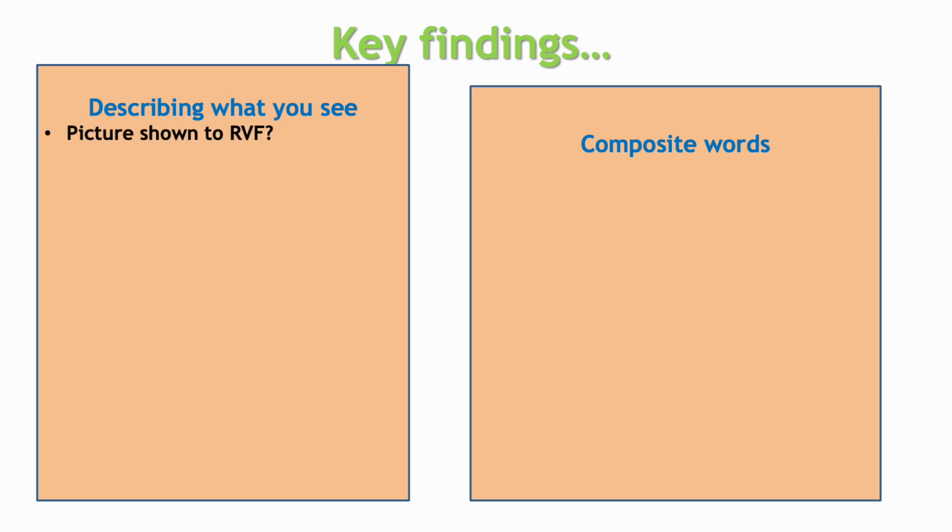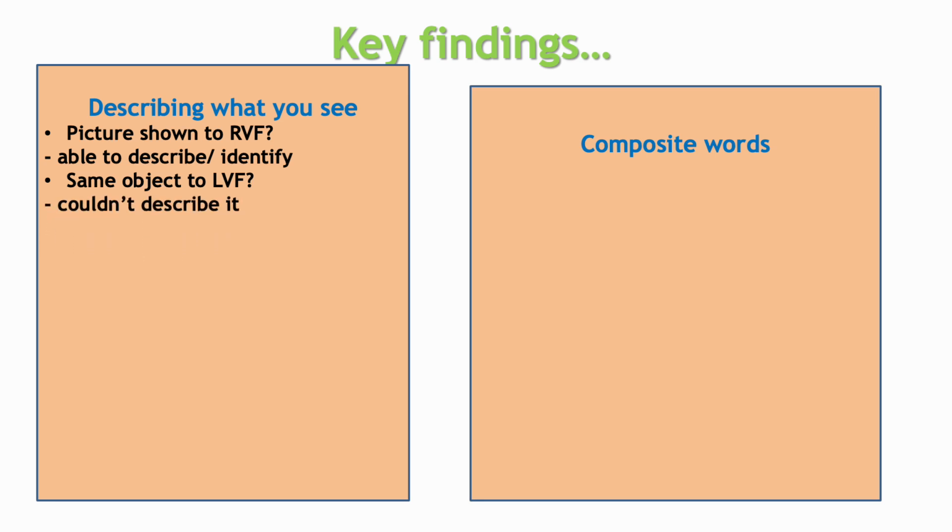Describing what you see. A picture shown to the right visual field would go to their left hemisphere, which is responsible for language, so they would be able to describe and identify that image. If they were shown something to the left visual field going to the right hemisphere, there's no language centres there, there's no communication between hemispheres because their corpus callosum is not intact, they would not be able to describe it.